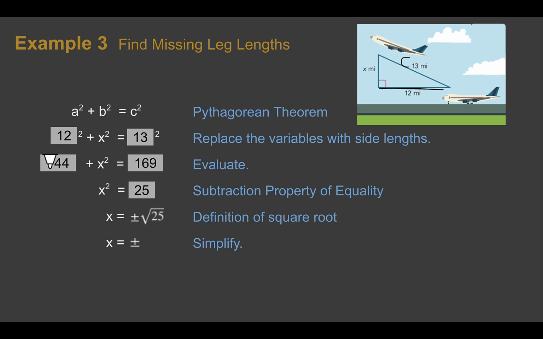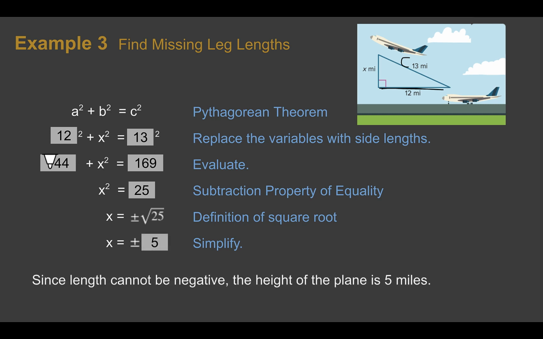Then, since we really just found the area of the square on the side, we still have to take the square root like we did before. So the square root of 25 is positive or negative 5. And just like before, since we're dealing with distance, or here it's the height, it would just be positive 5. So the plane must be 5 miles above the ground.